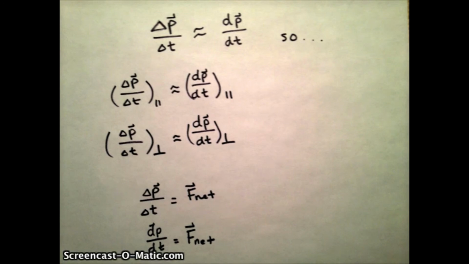In general, we would want to take the derivative of momentum to find F net because this will give us a more accurate answer, but if the change in T is small, which it is in this lab, we can just use change in P over change in T to find F net.